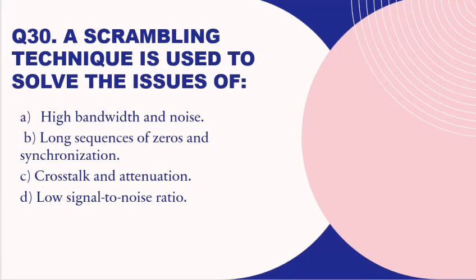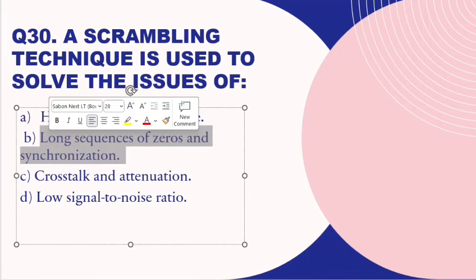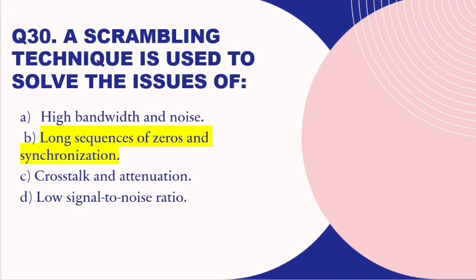Question number 30. A scrambling technique is used to solve the issue of option A, high bandwidth and noise, option B, long sequences of zeros and synchronization, option C, crosstalk and attenuation, option D, low signal-to-noise ratio. I hope you all have paused the video and guessed the answer right. So the correct answer for this question is option B, long sequences of zeros and synchronization.